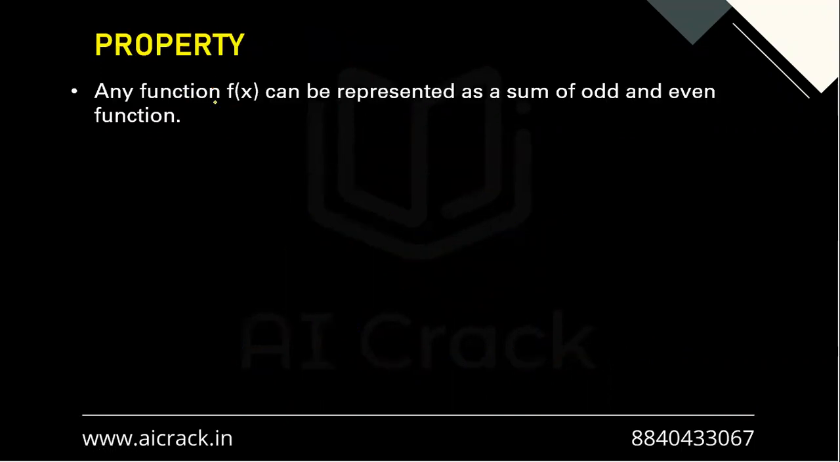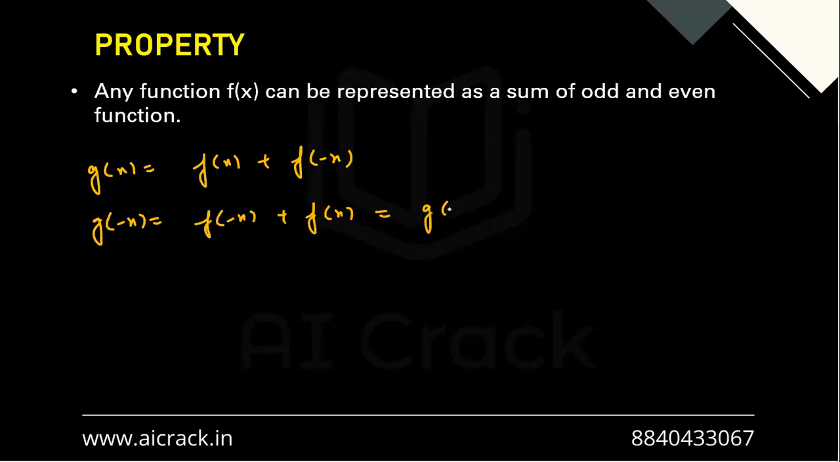Now let us try to understand one property of a function that says any function f(x) can be represented as a sum of odd and even function. So before explaining this property, I'll take a few examples. Let's say we have f(x) plus f(-x). Let's say this function is called g(x). And if I try to write g(-x), then I'll get f(-x) plus f(x), which is nothing but g(x). So basically, g(x) equals g(-x). This is an even function.